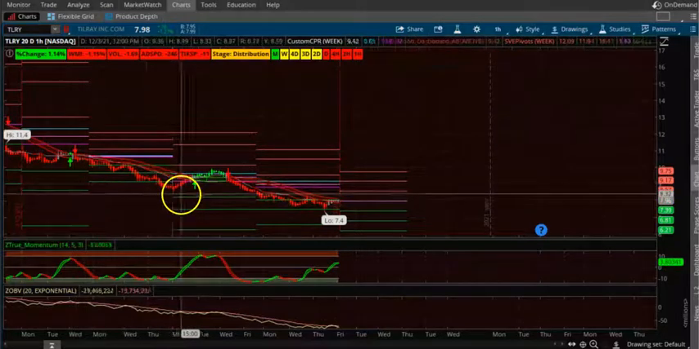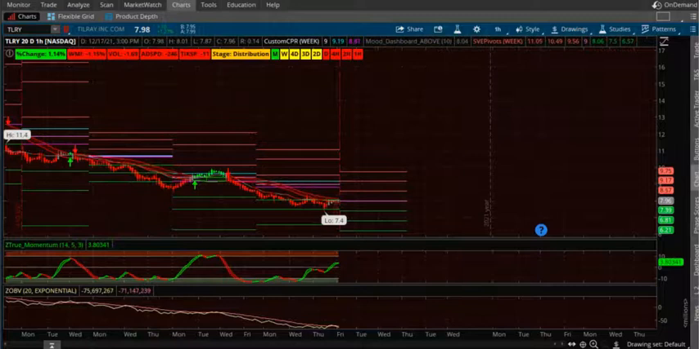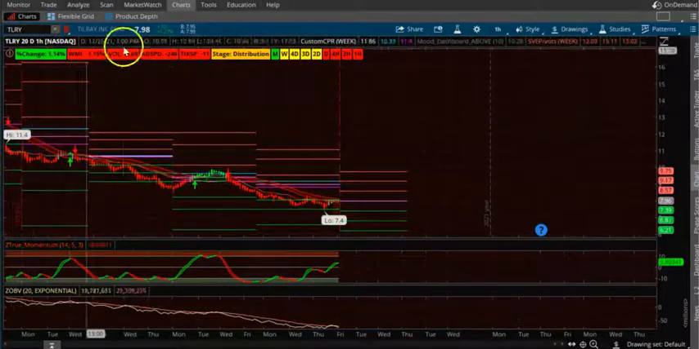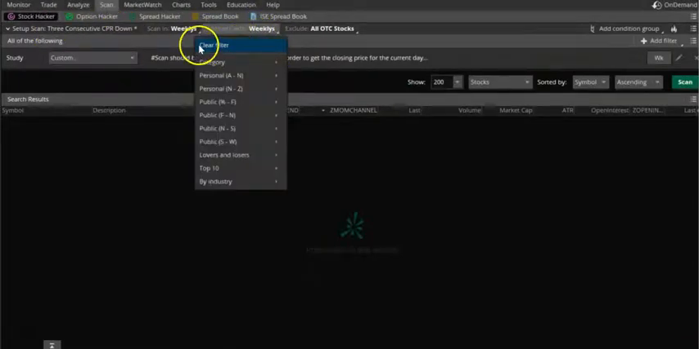In this video, we are going to look at some of the downtrending stocks for next week, with 3 CPRs on the downtrend. We are going to look at some of the stocks. First, let me do a scan: 3 consecutive CPRs down.